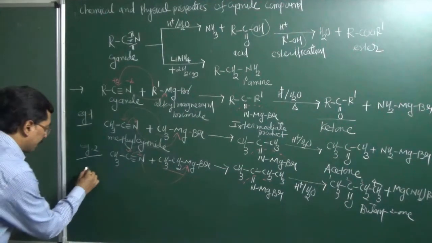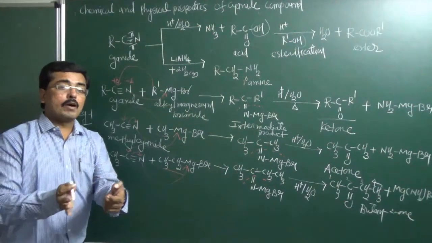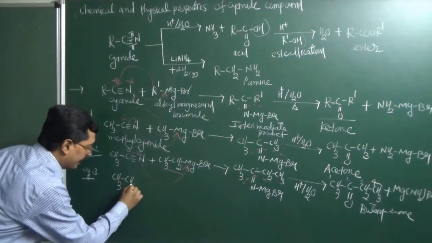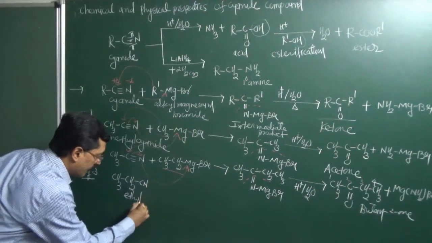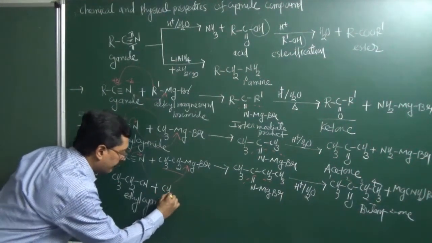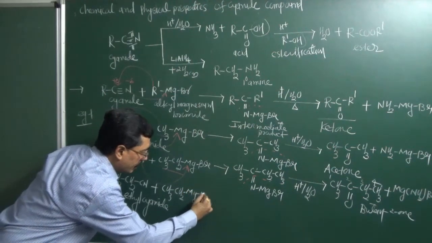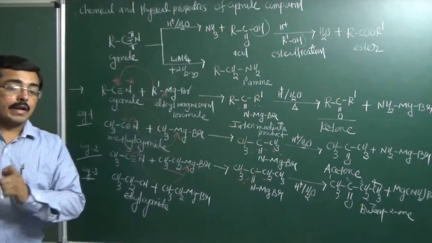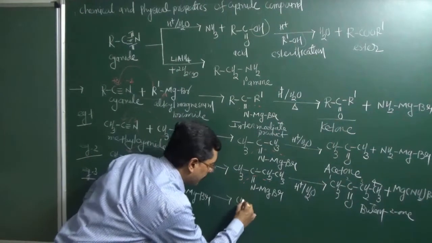Now I am giving you example number 3. Pause your mobile or laptop and try to solve what the product will be. Suppose I have taken ethyl cyanide. Here I have taken ethyl cyanide. Now this ethyl cyanide is allowed to react with ethyl magnesium bromide. Now we have to predict what will be obtained as a product. Try to solve it. Okay, I hope you did well.